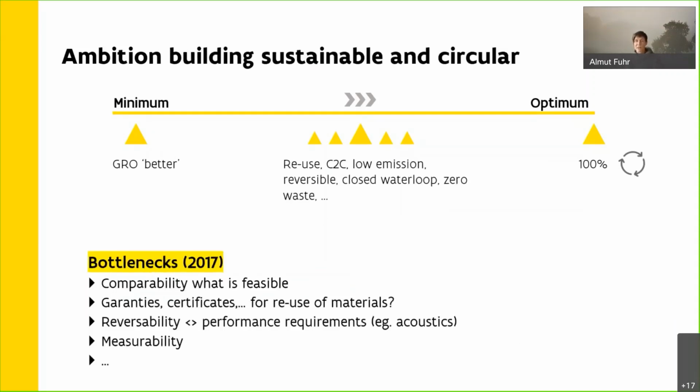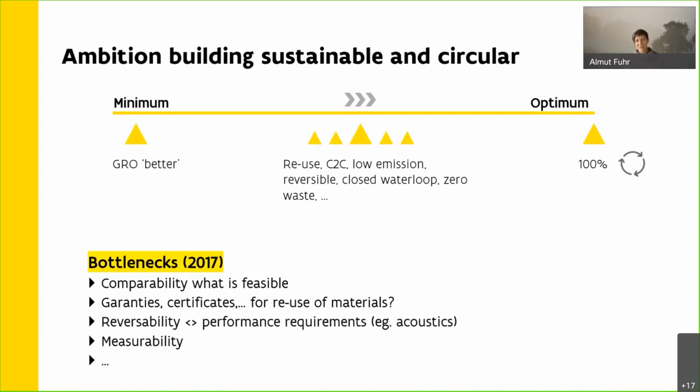We tried to do the same exercise for our ambition on sustainability and circularity. We set the minimum to go better. That's like a general score we wanted to reach within that sustainability tool. And then there are quite a lot of aspects around circularity, for example, reuse, certification, low emission materials, reversibility and demountability of the building, a closed water loop, zero waste in exploitation, etc. To somewhere 100%, which is not feasible at the moment and which nobody knows what it actually is, as a real circular building. And then we had a couple of bottlenecks in 2017 when we were thinking about it, but actually these bottlenecks are still there.